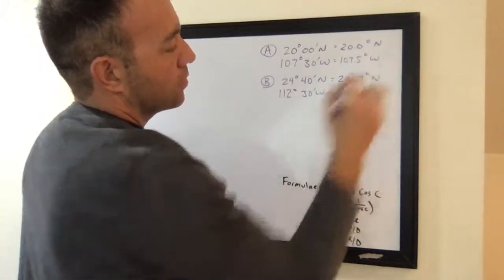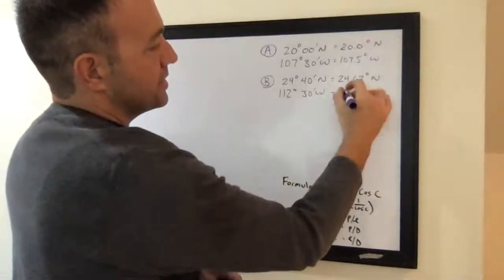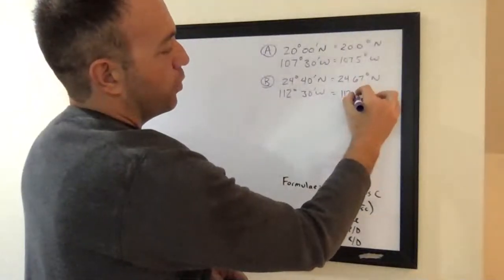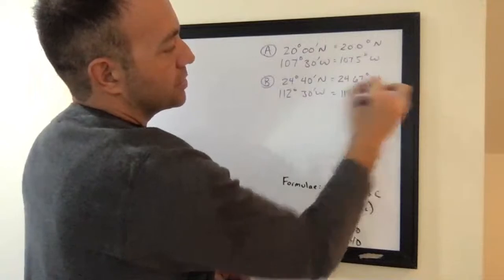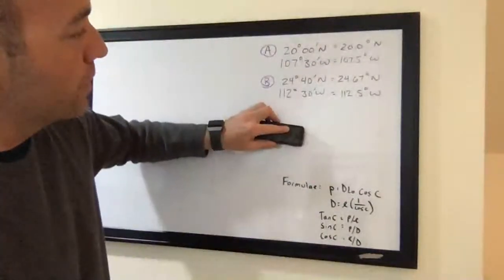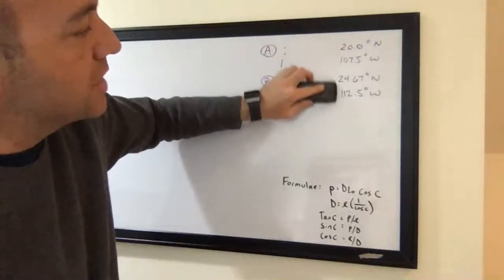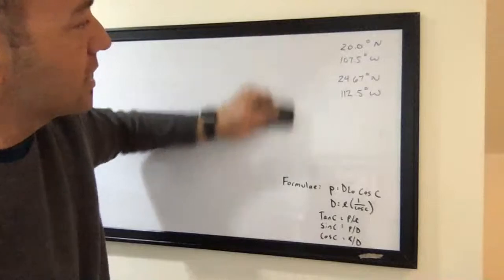24.67 degrees north. And then the longitude, again, is a nice easy number. So that's 112.5 degrees west. All right. So really, you can get rid of what the Coast Guard gave you, because now we've got it in decimal notation, which is where we need to be to solve all these kind of things.